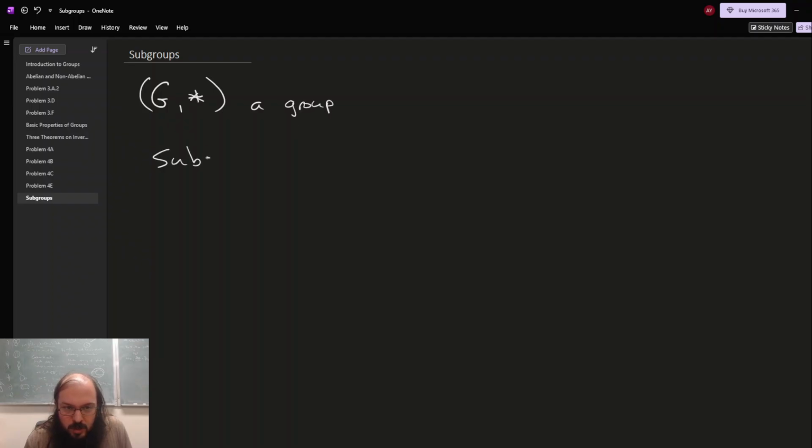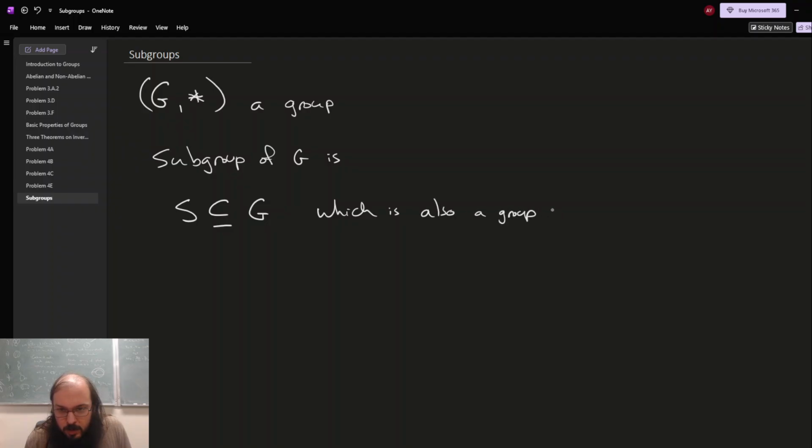A subgroup of G is a subset of G, which is also a group. In particular, it has to be a group under the same operation as the group operation on G itself. So what does this mean?